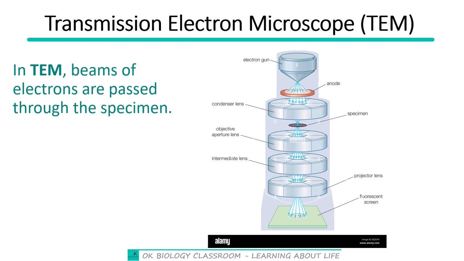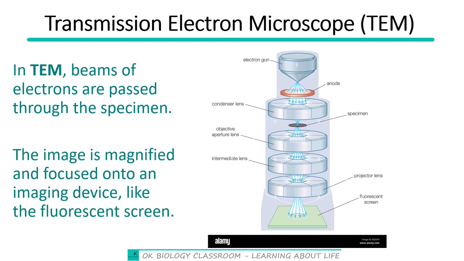The main difference between the transmission electron microscope and the scanning electron microscope has got to do with how they use the electrons in the magnification. In the case of TEM, which is the transmission electron microscope, the beams of electrons are passed through the specimen. Yes, and you can see that here. This is a specimen, and the electrons from here are made to pass through the specimen, and that is what is going to lead to the magnification of the specimen.